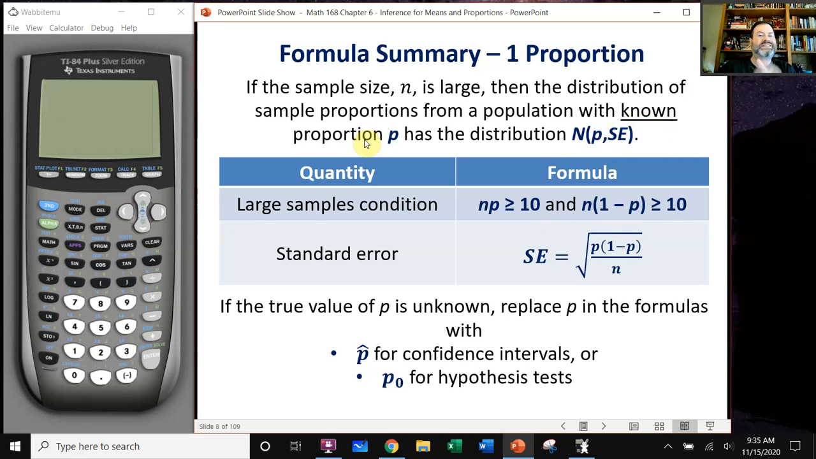It's given in this setup that we're going to know P. And how do we figure out the standard error? Well, here's the formula we're going to use. So this is like the basic design that we're going to use moving forward in this section and the next one.